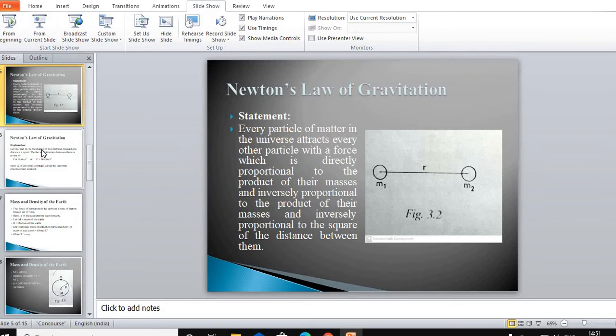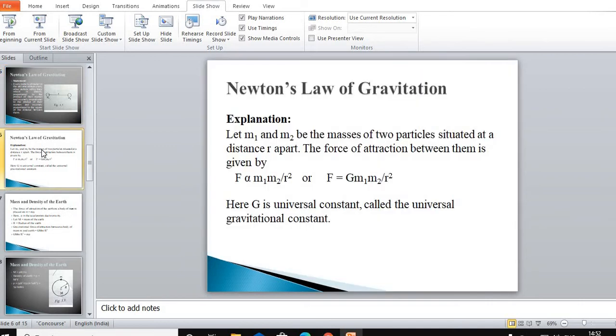Newton's law of gravitation. Every particle of matter in the universe attracts every other particle with a force which is directly proportional to the product of their masses and inversely proportional to the square of the distance between them. Let m1 and m2 be the two masses of particles situated at a distance r apart. The force of attraction between them is given by F is proportional to m1 m2 divided by r squared, or F is equal to G m1 m2 divided by r squared. Here G is the universal gravitation constant.